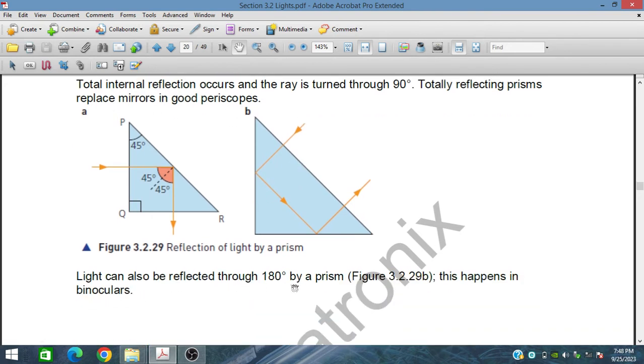Light can be reflected through 180 degree by a prism like this. So this is 45 degree, and this is 45 degree, and this is 45 degree. So it will reflect like this. We can understand the phenomenon by just drawing a perpendicular on it. Light can be reflected through 180 degree by a prism. So light comes here, and finally we get this. So this is a 180 degree change. This kind of phenomenon happens in binoculars, which is very, very important.